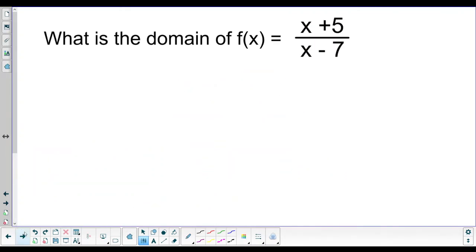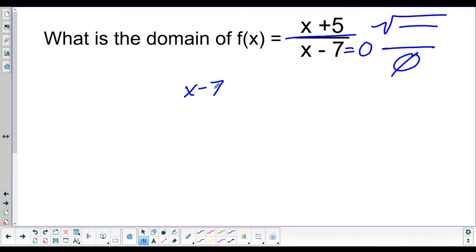Okay. Let's talk about the domain of this thing. So now we don't have any radicals, so we don't need to worry about having a negative inside, but we are dividing. So we have to worry about dividing by 0. That's bad, right? So the way we figure out what number this would be is we take the denominator and we set it equal to 0. So x minus 7 equals 0. We're going to solve for x. So plus 7. These cancel. X equals 7.